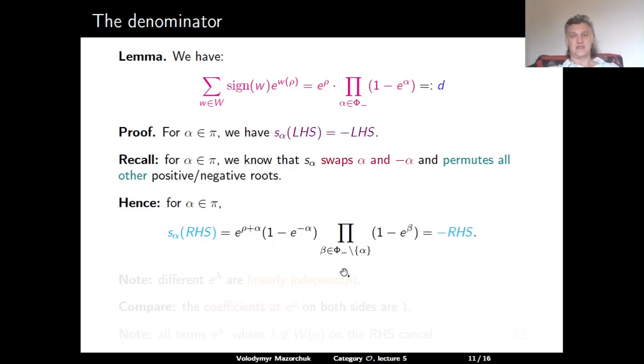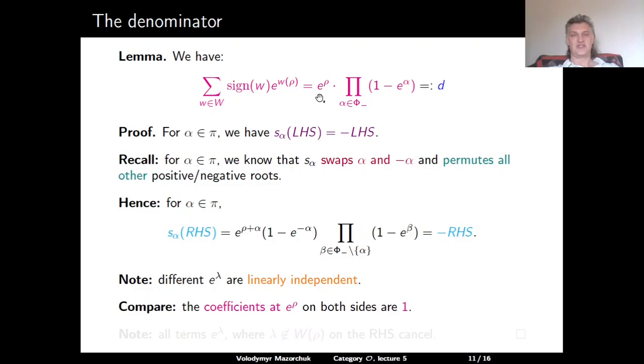And now it is easy to see that what we get is equal to minus the right-hand side, because if we now multiply in e to the power alpha into this factor, we get the change of the sign. So application of S alpha changes the sign on the left-hand side, and it also changes the sign on the right-hand side. Since all exponent functions are linearly independent, in order to prove the statement of the lemma, we need to check that the coefficient at one of these factors on both sides is 1.